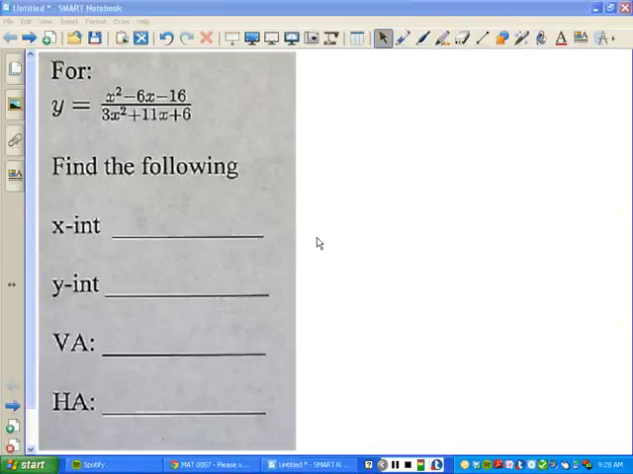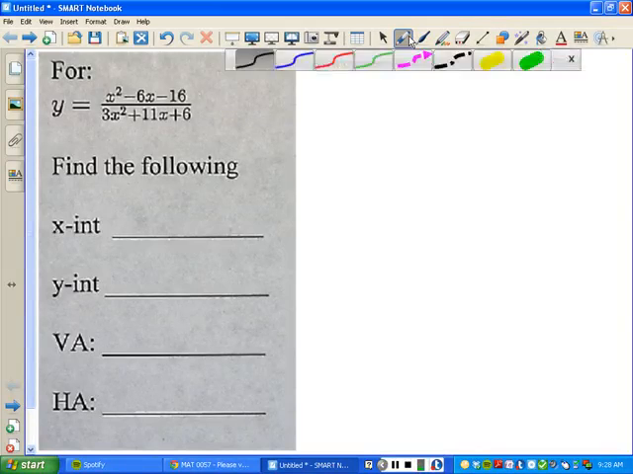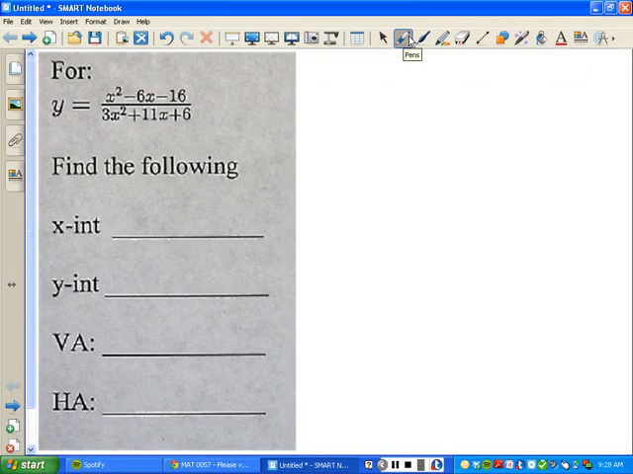Let's take a look. X-intercepts. Who remembers how to find the x-intercept? You have to set the whole thing... you're setting y equal to 0, right? And if you set y to 0, what you're really doing is setting the top part equal to 0.